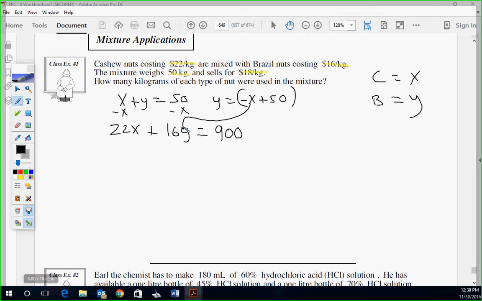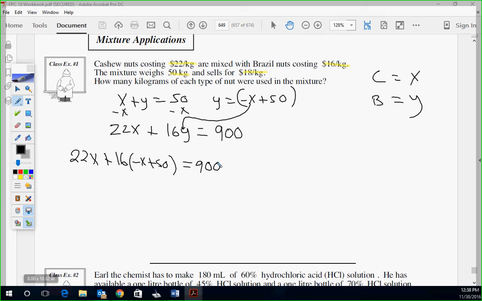Okay, so here it is: 22x plus 16 times that, and then I'll put the equals 900. Did I lose anybody yet? Are we still staying with me? You do not have to do it the same way. You could do elimination if you want. You could isolate the y or the x if you'd like. Yeah, all that works.